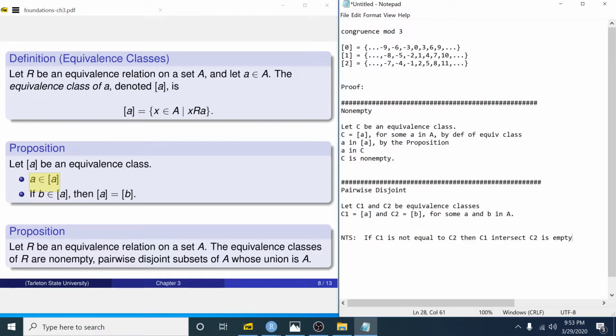Pairwise disjoint says that if I take two different objects in my collection, in other words, if they're not equal, then they will not touch at all. They're mutually exclusive. So if C1 is not equal to C2, then C1 intersect C2 must be empty. They must be completely pairwise disjoint. This is what we want to show, this statement right here. Now, you'll notice that this is an if-then statement. It has an if here, and it has a then here, right?